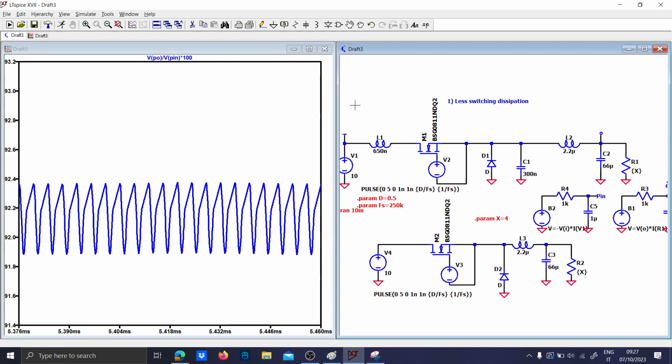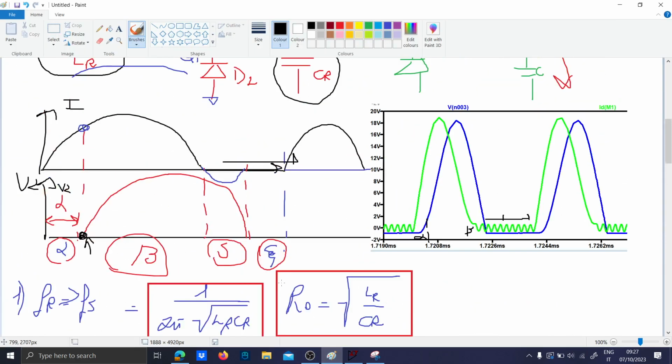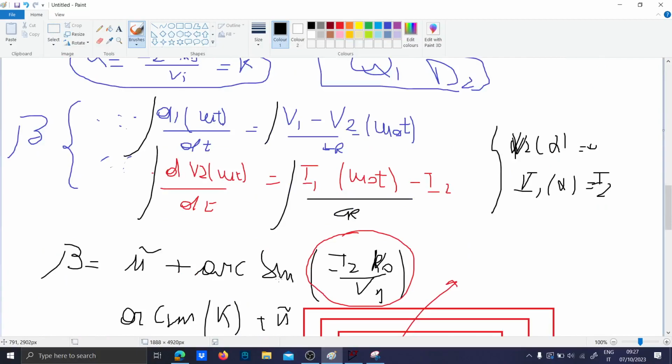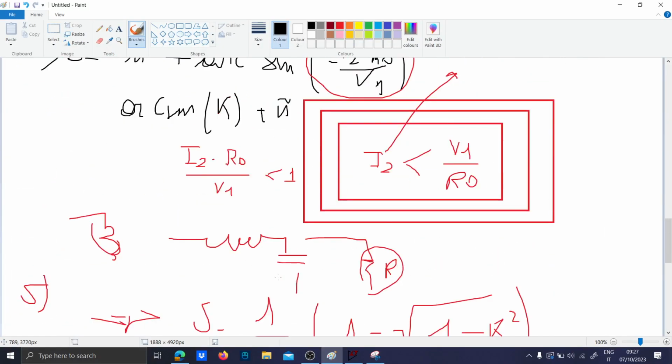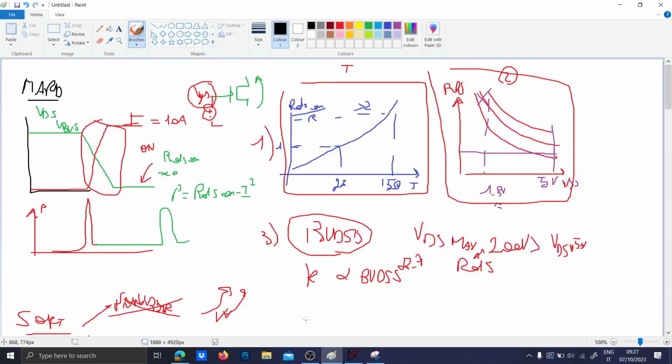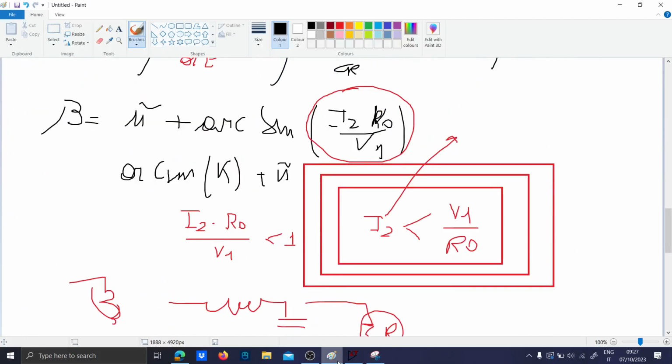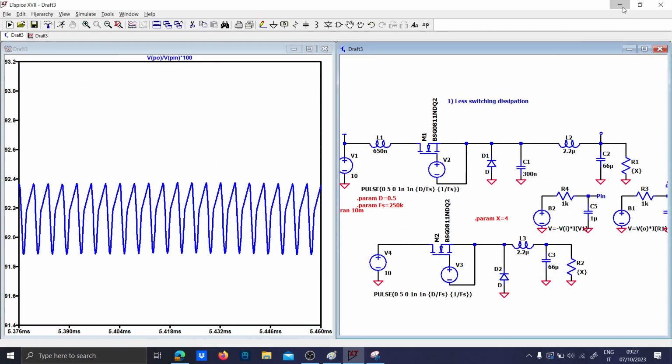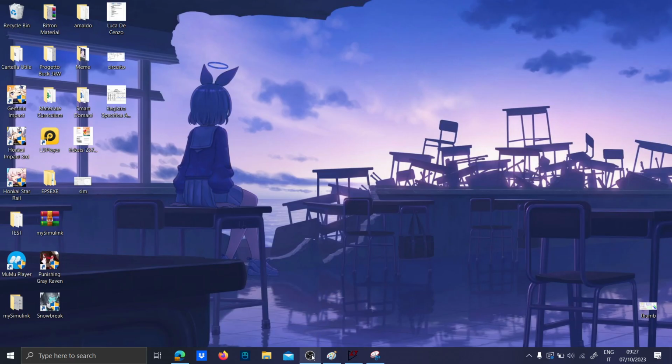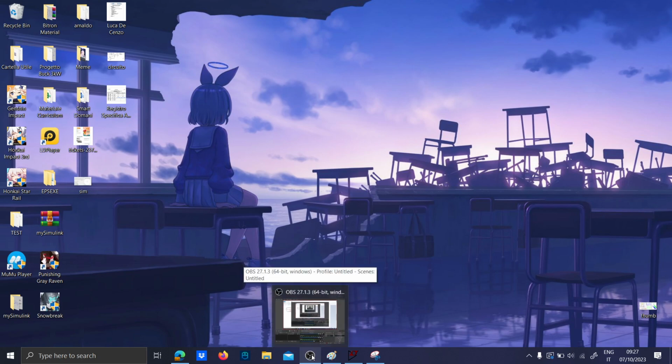So this is a ZVS buck. Hope that you also enjoyed the mathematics behind it. You can find it in Fundamentals of Power Electronics. And I think that I can close the video here. Thank you for your attention, guys, and see you in the next video.